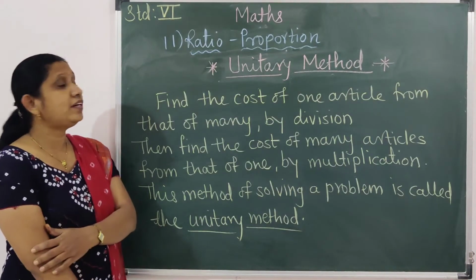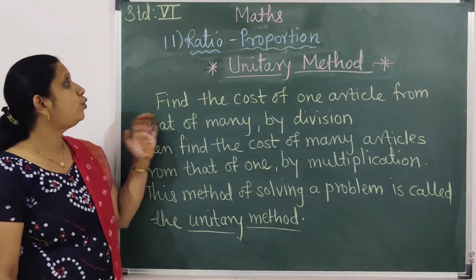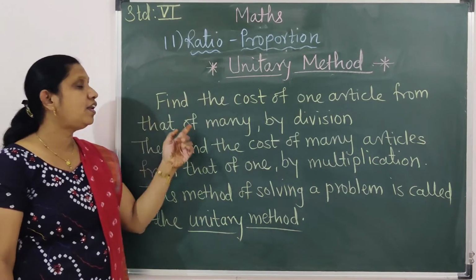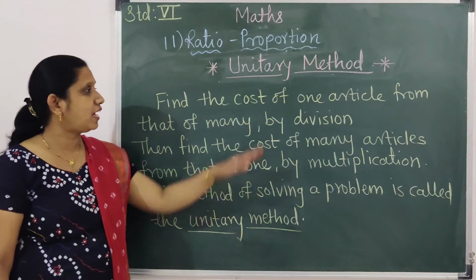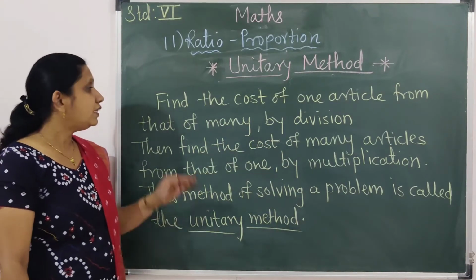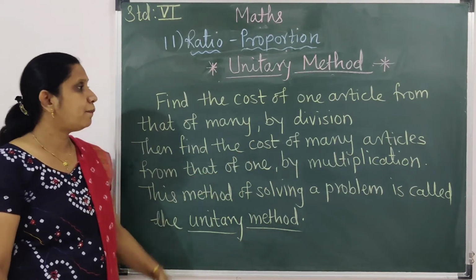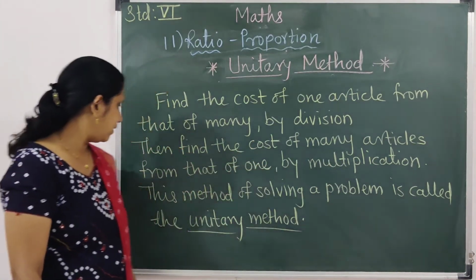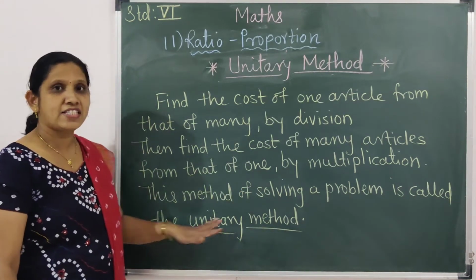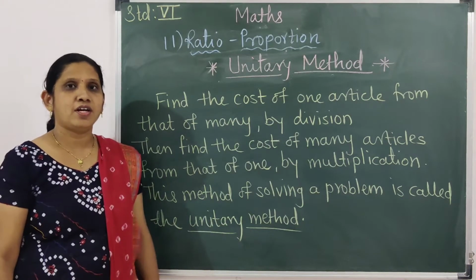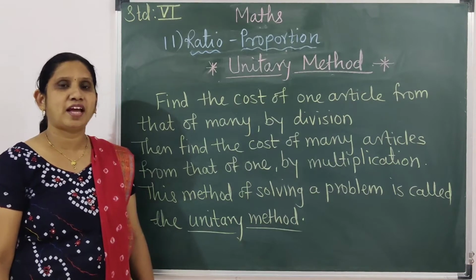So see here students, after solving those two examples, we come to know that to find the cost of one article from that of many articles, we have to do division. Then find the cost of many articles from that of one by doing multiplication. So this method of solving a problem is known as the unitary method. Based on this, children will solve practice set 29.